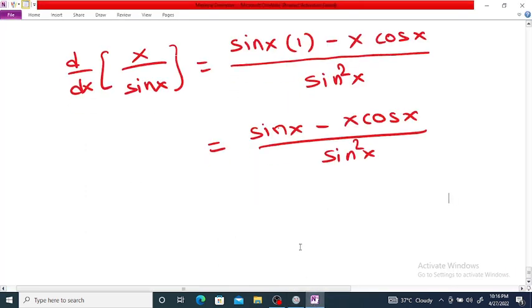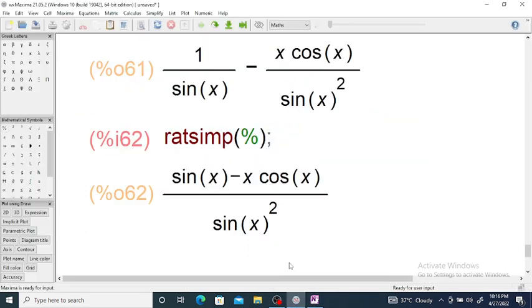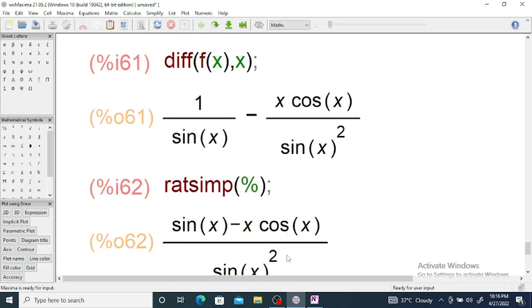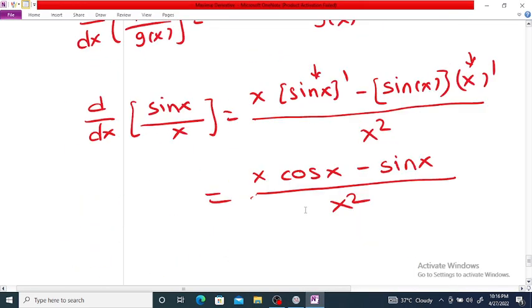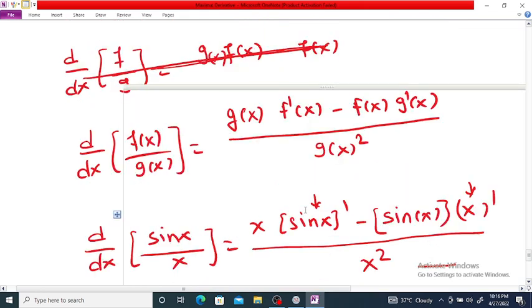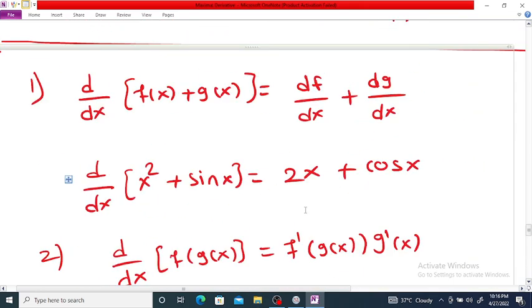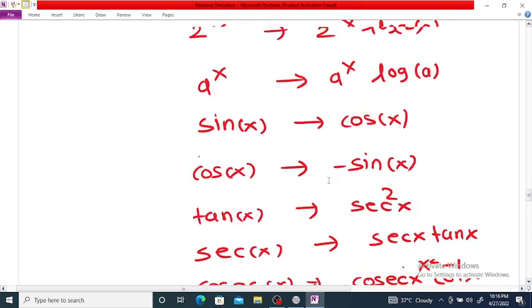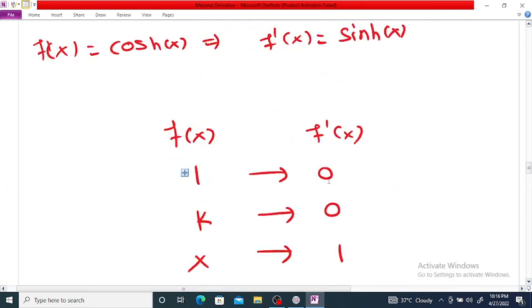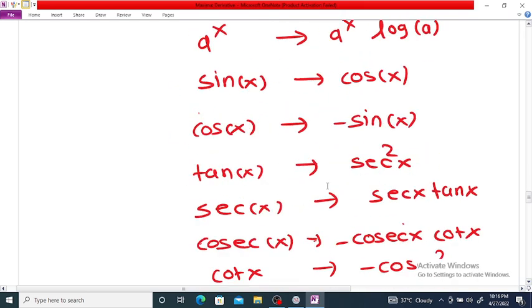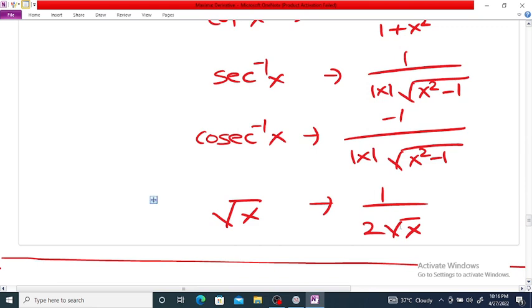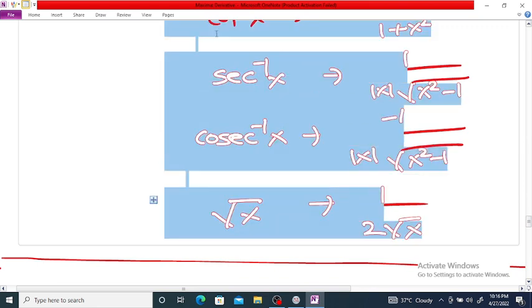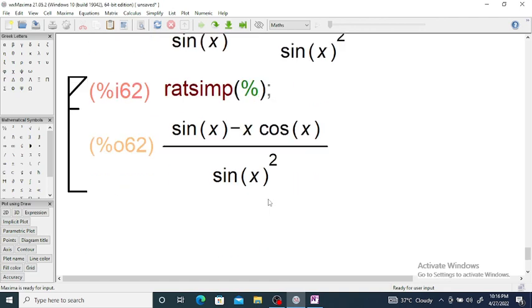So by using Maxima you can find a derivative of any function. You can find derivatives of addition as well as multiplication and division of two given functions. This is the list of formulas for the given functions and their derivatives. If you memorize this and if you know some Maxima commands for derivatives, you can find a derivative of any given function, even a complicated function.